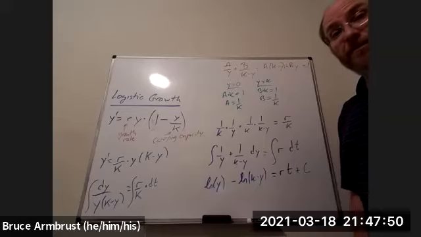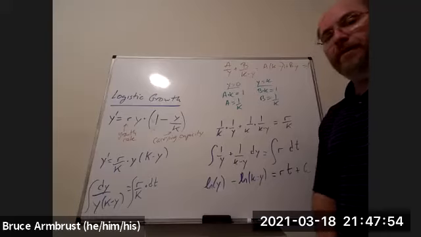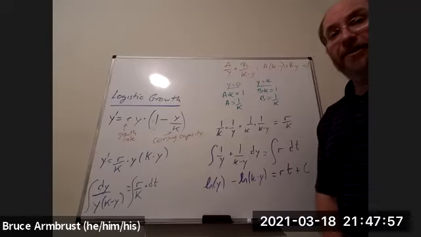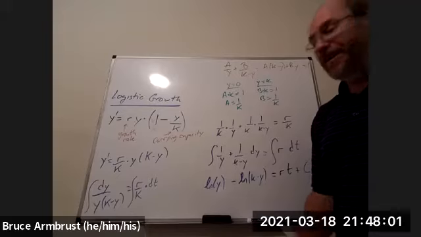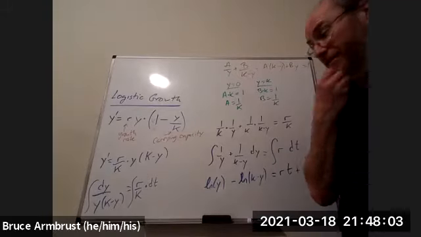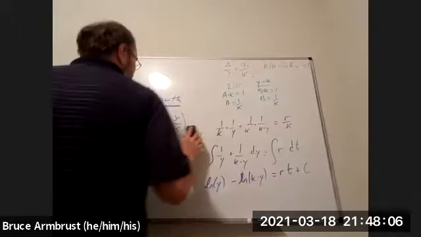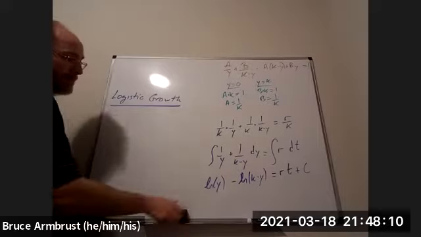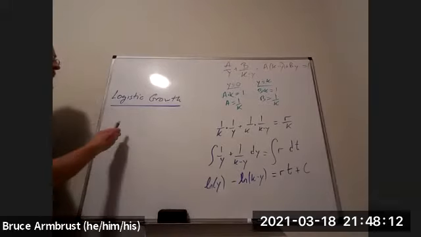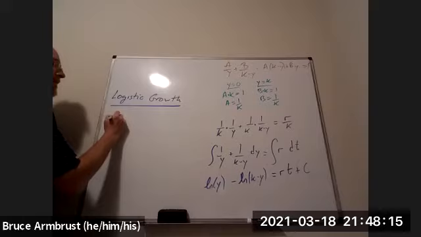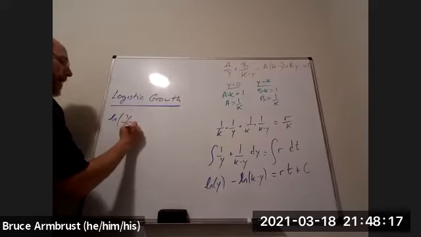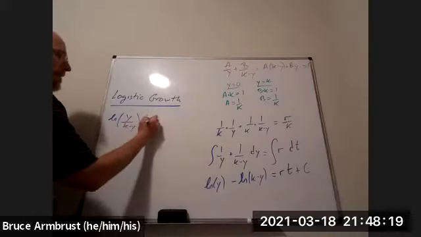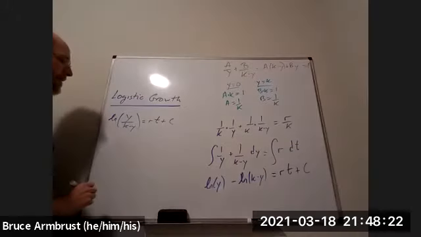So pretty fast, pretty quick. Well, now here comes a whole other boatload of algebra because I want to solve this for y. All right, so here we go. First things first, I've got one log minus another log, so I can combine that into one. So that's going to be the natural log of y over k minus y. It equals RT plus C.